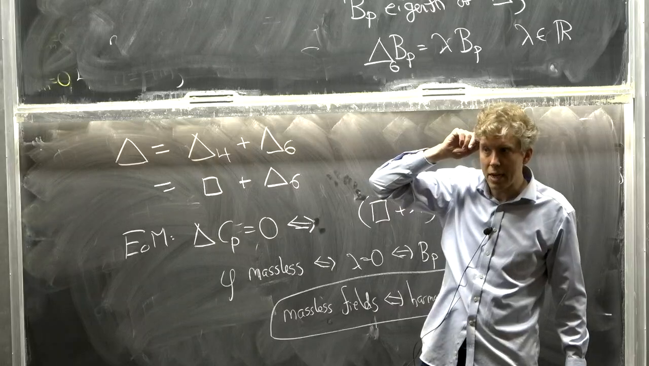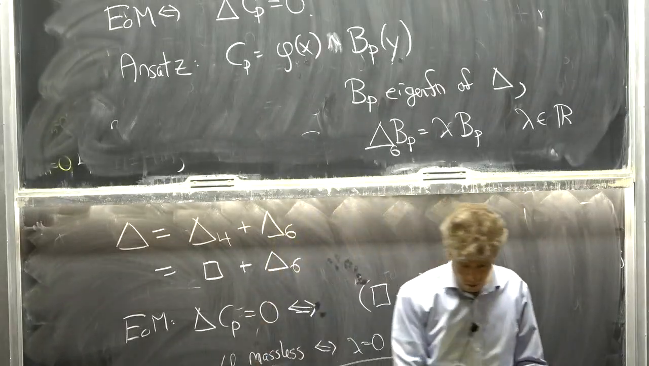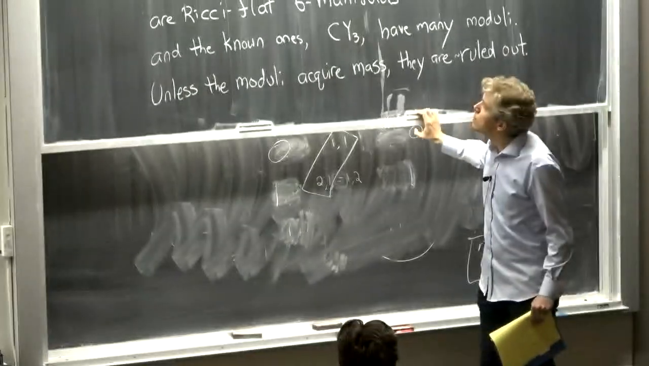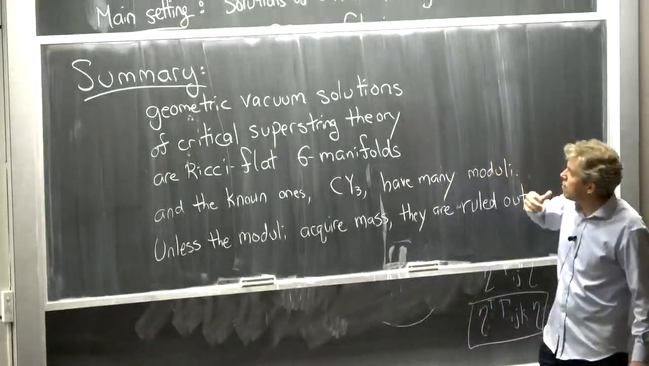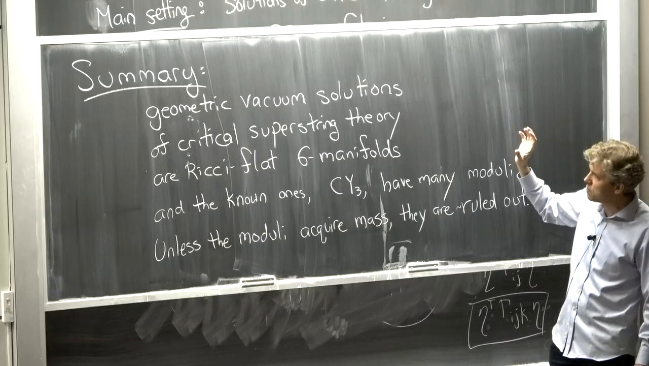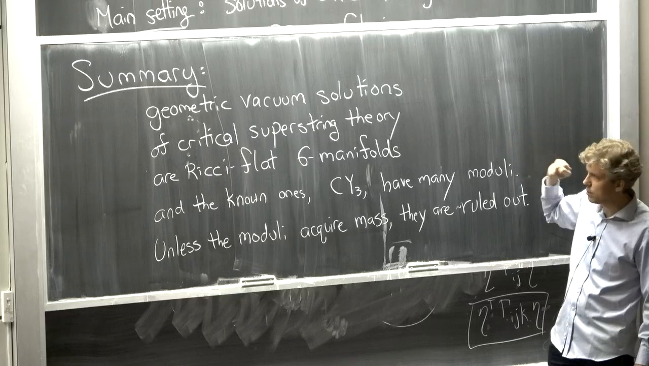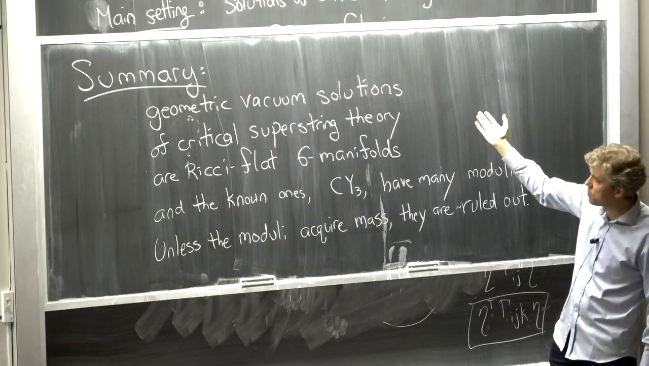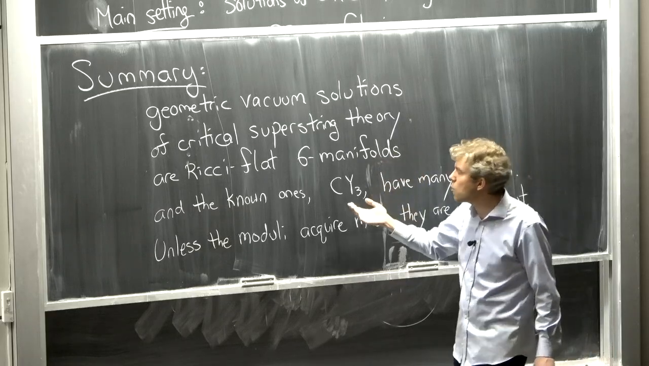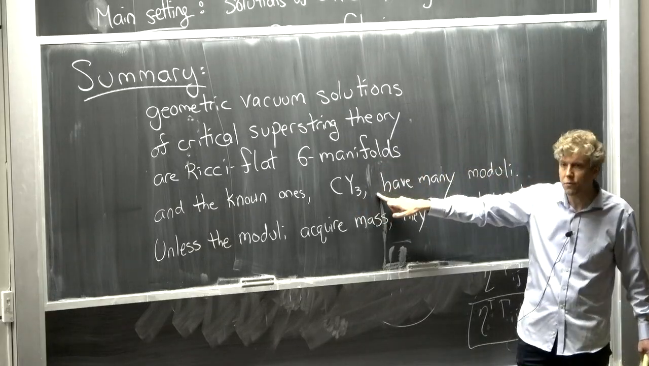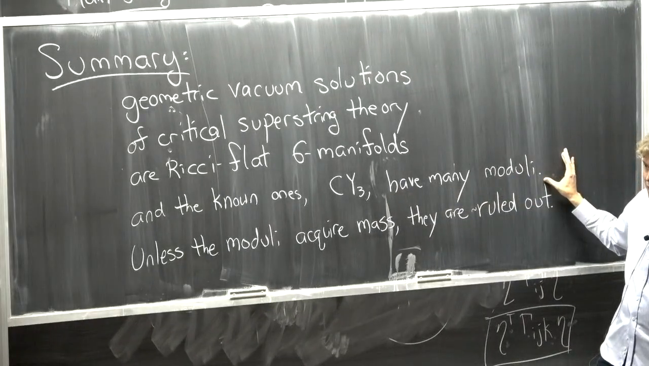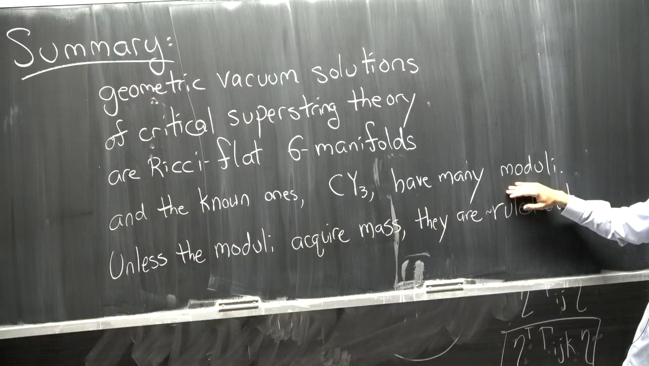Okay, so in the remaining minute, let me now just say what's the recap. So, okay, we started talking about why we want to study geometric solutions. And we're using vacuum solutions as a building block, not because we're ultimately interested in vacuum solutions. And what we saw is that geometric vacuum solutions of superstring theory are Ricci-flat 6 manifolds. And I asserted that the only known ones that are non-trivial and compact are Calabi-Yau 3-folds. And I showed you that these have at least one modulus and also associated massless p-forms. And I asserted that there's actually a lot of geometric moduli.